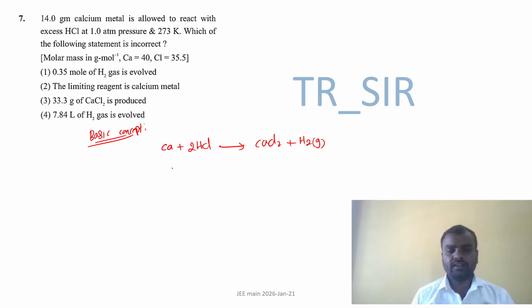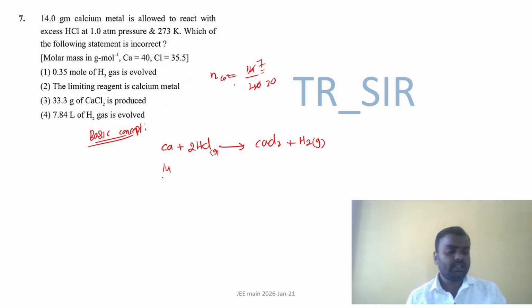Now here they gave 14 gram of calcium metal, and 1 atmosphere pressure. H2 gas is forming. First of all, which is the limiting reagent? They're asking for the incorrect statement. First find the number of moles of calcium: given mass 14 by molar mass 40. 14 by 40, we'll get 7 by 20.